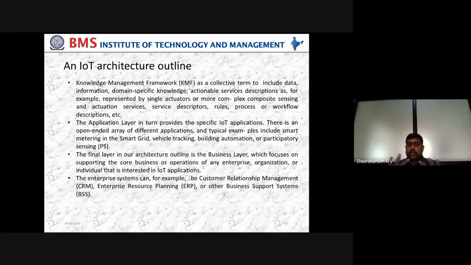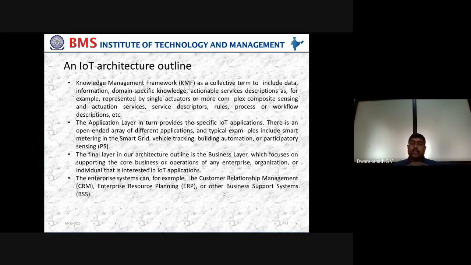So the knowledge here: based on temperature and humidity, the sprinkler should turn on. Based on moisture level sensor values, the drip motor should turn on. So this is the knowledge management you have to do in your IoT projects. In depth, we will discuss. One chapter itself is there on this particular thing.